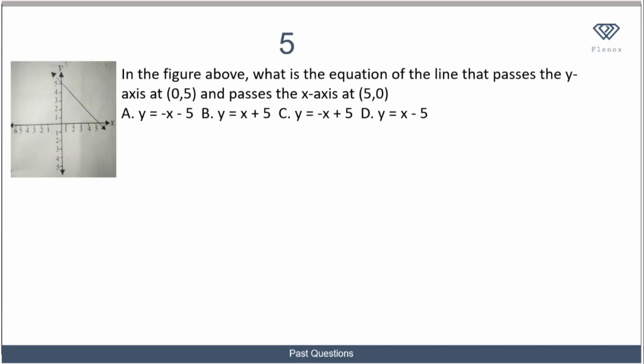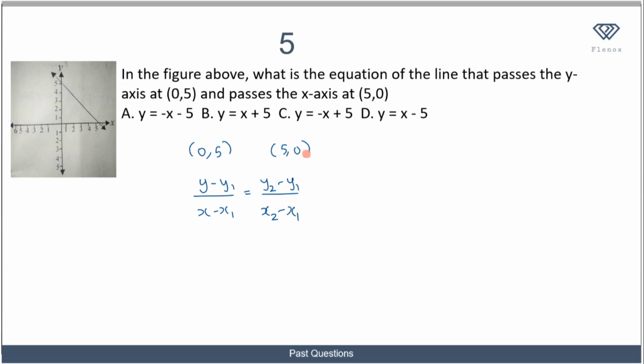So let's look at another example. And here we are told that in the figure above, what is the equation of the line that passes the y-axis at 0, 5 and passes the x-axis at 5, 0. So we are given 2 points. We are told the line passes through 0, 5 and it passes through 5, 0. And if you remember our formula for finding the equation of a line, if you are given 2 points, it states that y minus y1 over x minus x1 is equals to y2 minus y1 over x2 minus x1.